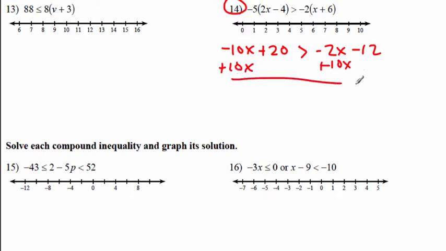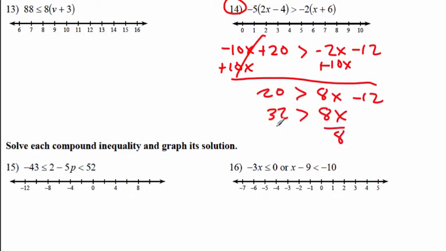That is the proper thing to do. We get 10 is greater than 8x minus 12. So I add 12 to each side. 32 will be greater than 8x. Divide by 8. Remember you can't just bring the x in front because there's an inequality here. And what this says is x is going to be less than 4.